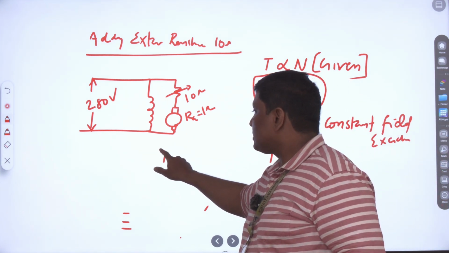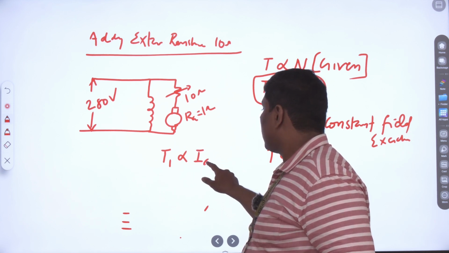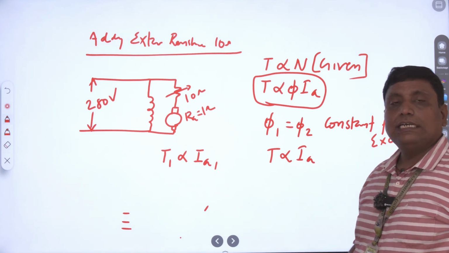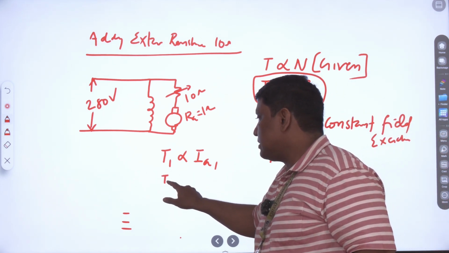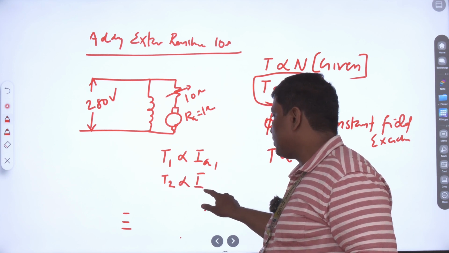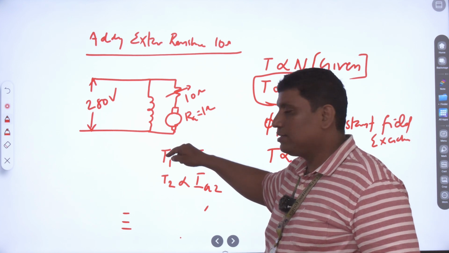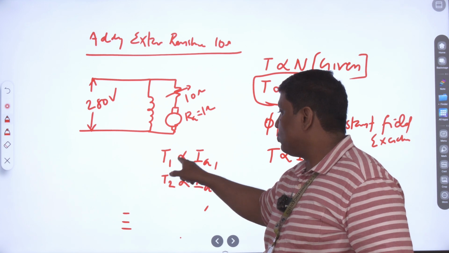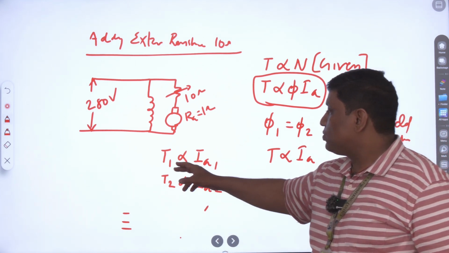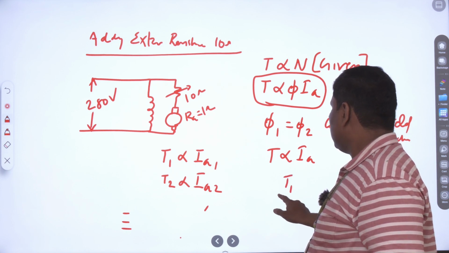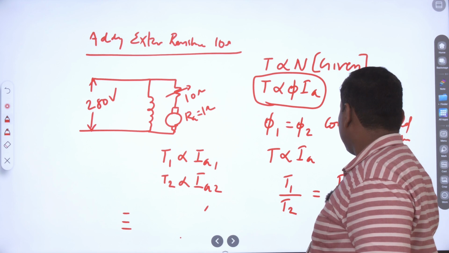Now, without external resistance, T1 is directly proportional to IA1. Similarly, with external resistance, T2 is proportional to IA2. If you are adding the external resistance, that will affect the current through the armature, right? So T2 is directly proportional to IA2, and T1 is directly proportional to IA1. And the problem mentions the torque is directly proportional to the speed. So T1 divided by T2 equal to IA1 divided by IA2.